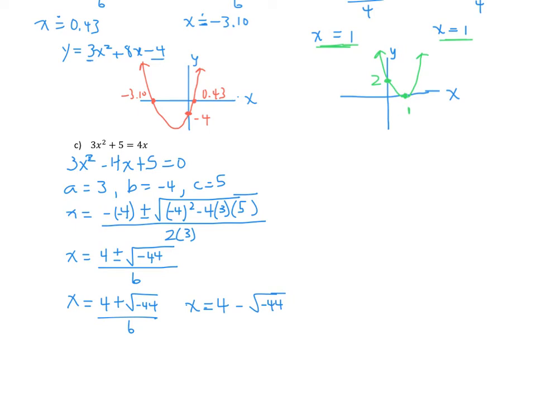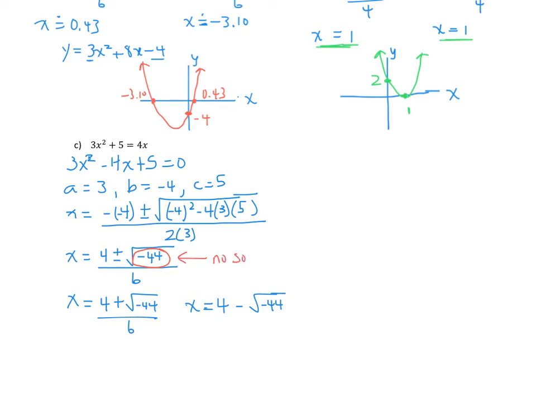Okay, I've rearranged my equation. I got 3x squared minus 4x plus 5 equals 0. I put that into the quadratic formula. And I want to draw your attention to, again, that part under the square root sign here. Under the square root sign, I ended up with negative 44. If I have negative 44 on my calculator and I try to square root that, I get an error on my calculator. You cannot square root a negative number.